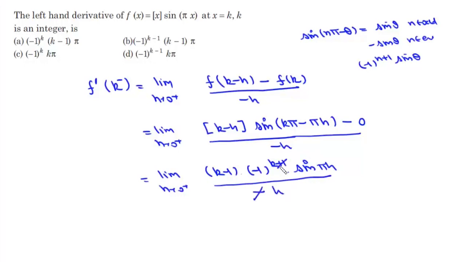Now this minus 1 will cancel once, and we will multiply and divide everything with pi. Now this is sine 0 upon 0 form, standard limit 1. So the left hand derivative of this function f(x) at x equals k will be minus 1 to the power k into (k minus 1) pi, and that's your option A.